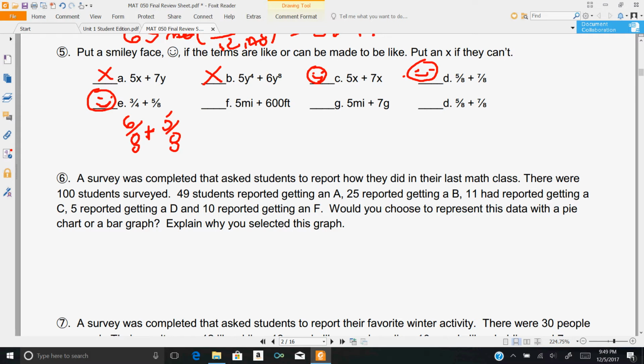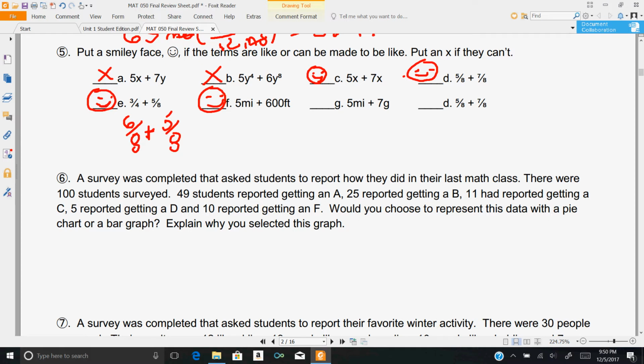5 miles and 600 feet. We can change feet to miles. We can change miles to feet. I could multiply 5 times 5,280 and then add 600. So they can be made to be like. They're not like terms, but we can find a way to make them the same.